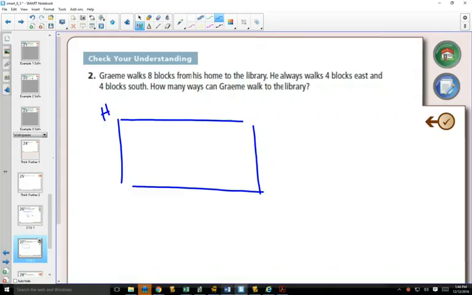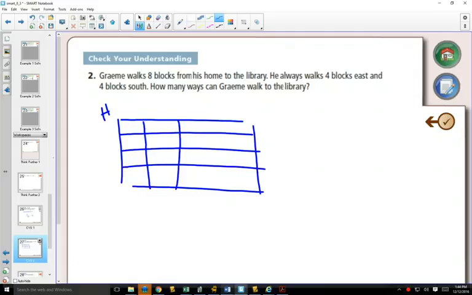And this would be the library. Does this make sense that this is where he could live and that's where the library is? He would go 4 to the east and 4 south to get to the library. Now, how could he get to the library?